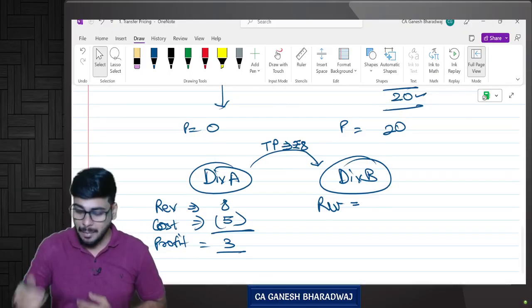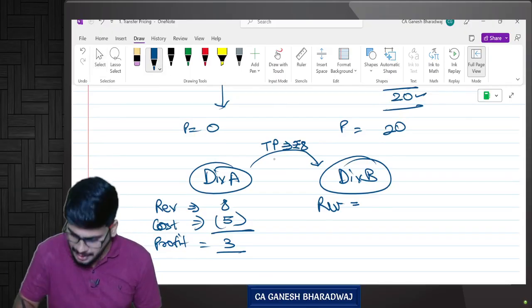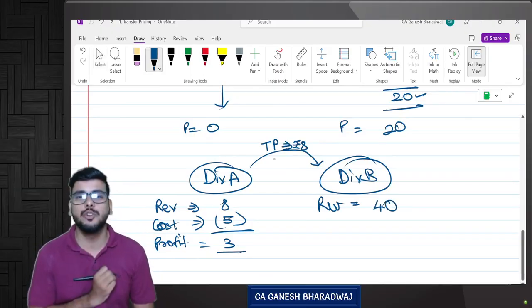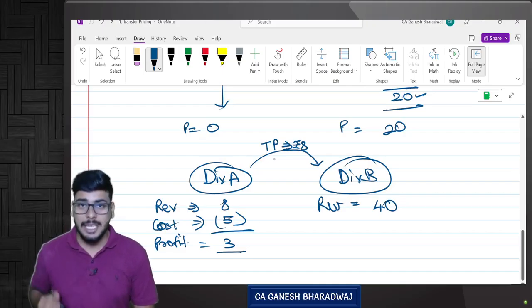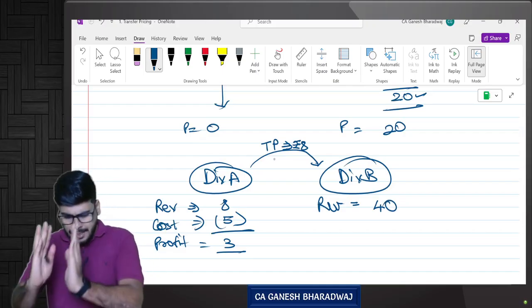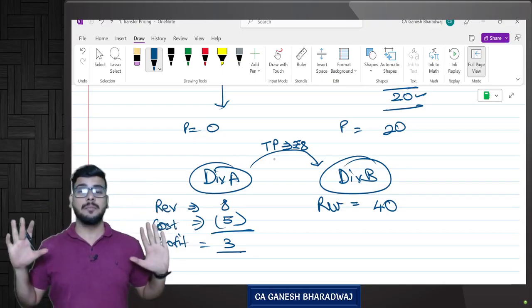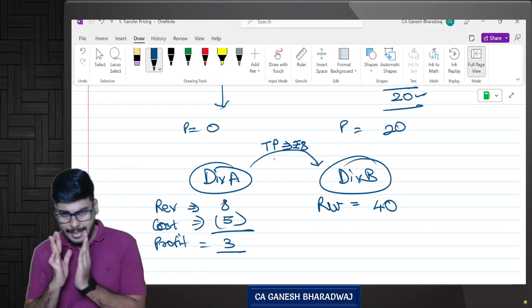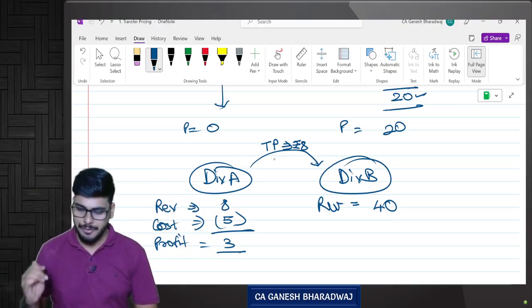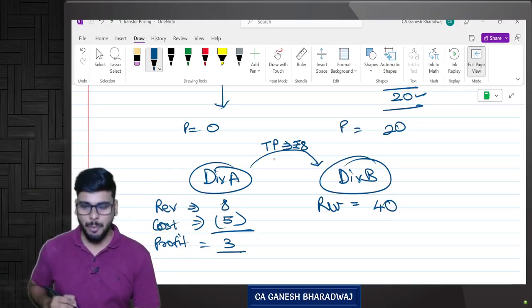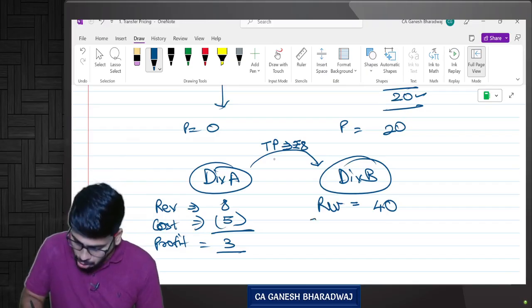If they are selling it in the market, that is called the selling price, correct? They get 40 rupees. Are you clear with this? Now, think strictly from the viewpoint of division B. Don't think of this as the company as a whole. Think of this only from the viewpoint of division B. Now you tell me, from the viewpoint of division B, what is the cost?